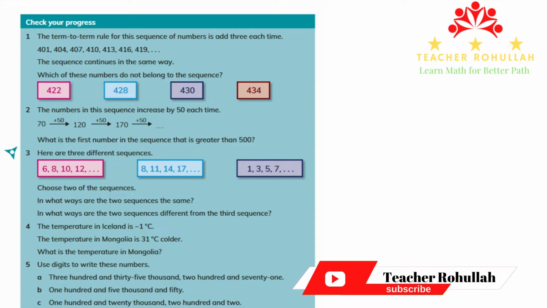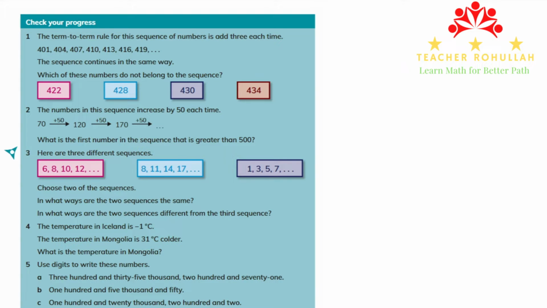In this lesson, I'm going to work on the last part of Unit 1 of Cambridge Primary Mathematics Learner's Book 4, and this part is aimed to check students' progress.